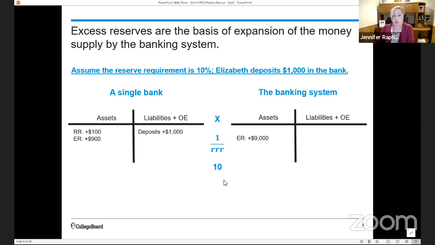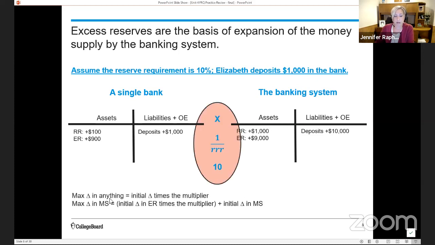So the max change in excess reserves would be the initial change in excess reserves times the multiplier. The max change in deposits would be the initial change in deposits times the money multiplier, and the same thing for required reserves. So the rule of thumb really is that the maximum change in anything is equal to the initial change in that thing times the money multiplier. And then the trick becomes, what are you being asked for?